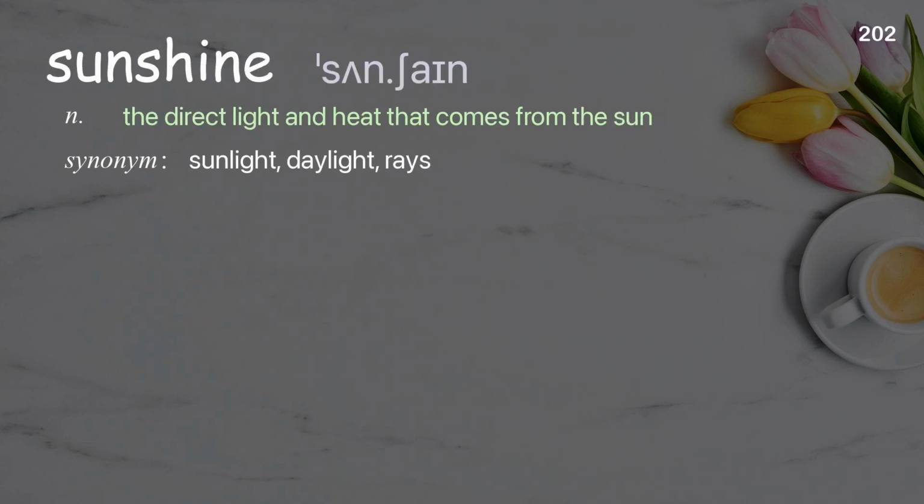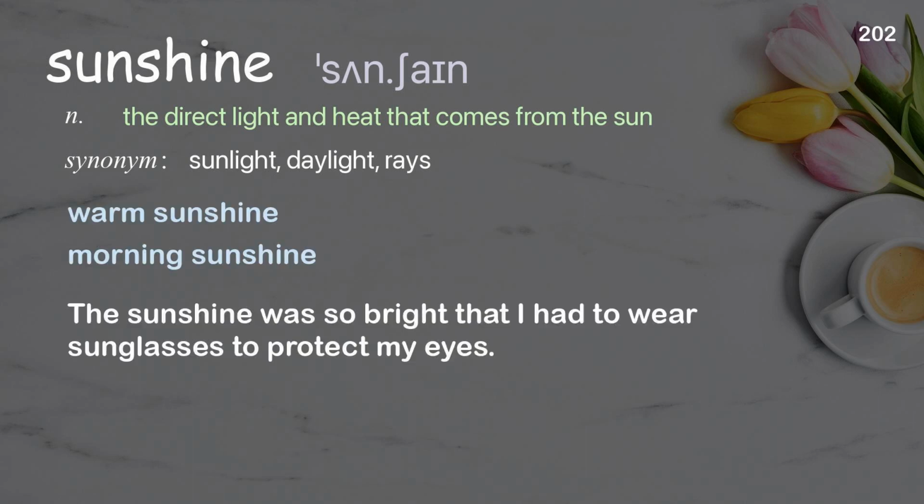Sunshine. The direct light and heat that comes from the sun. Examples: Warm sunshine. Morning sunshine. The sunshine was so bright that I had to wear sunglasses to protect my eyes.